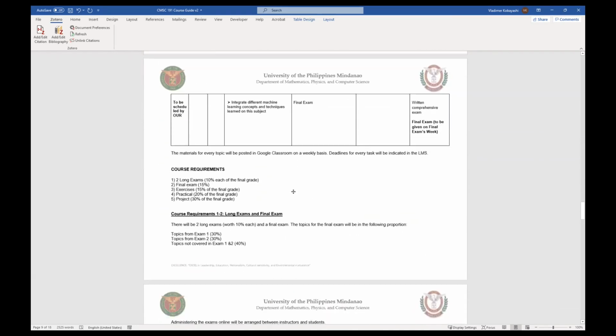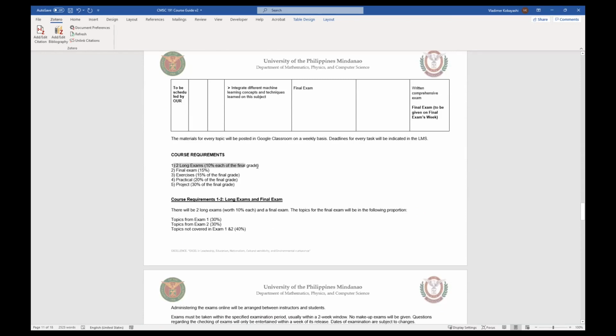For the course requirements, we have 2 long exams, 10% each of the final grade, a final exam, which is 15%, and exercises, which is 15%. Most of the exercises are from our textbook. I'm going to give you some exercises from the textbook for which you're going to provide solutions. Okay, and also practical exercises and projects.